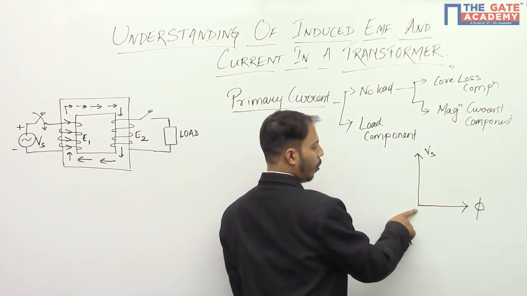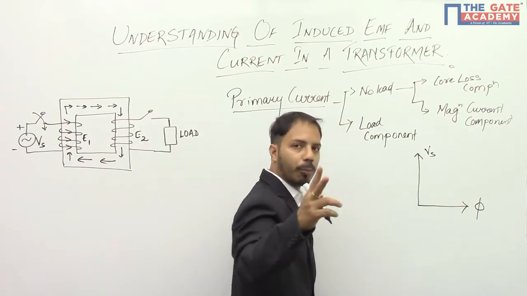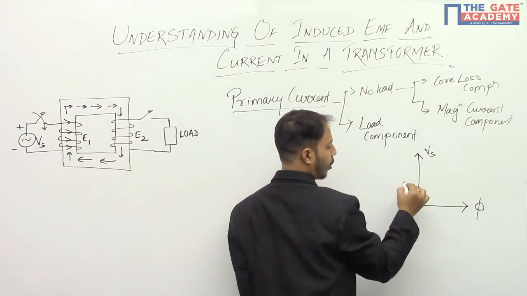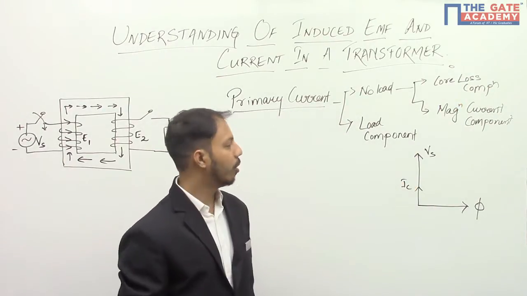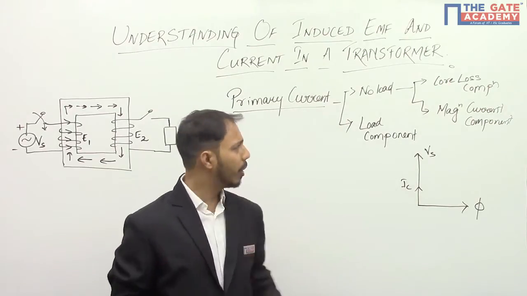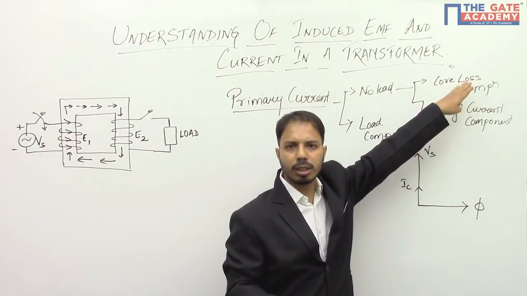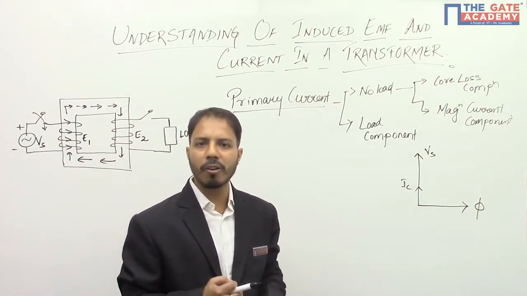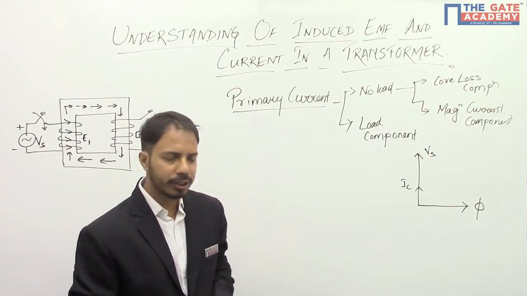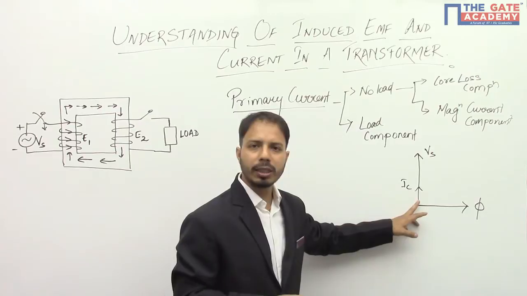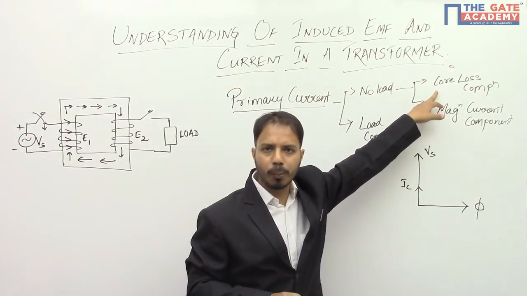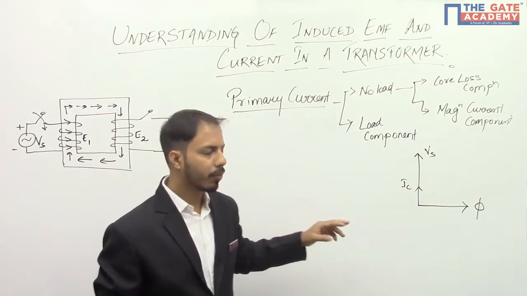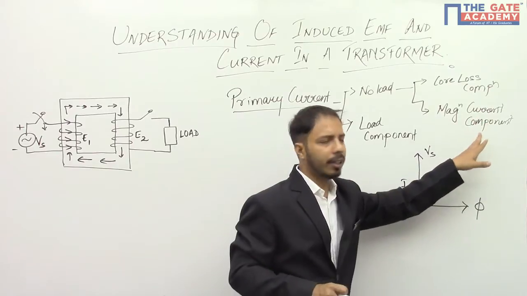Now, in this case, there will be two current components of no load. The first one is the core loss component. The core loss component will be along the supply voltage Vs. Why? Because whenever we say loss, this loss means real power, and real power means the power factor is unity. Or in other words, the angle between the core loss component Ic and the source voltage should be 0. And then comes the magnetizing current component.